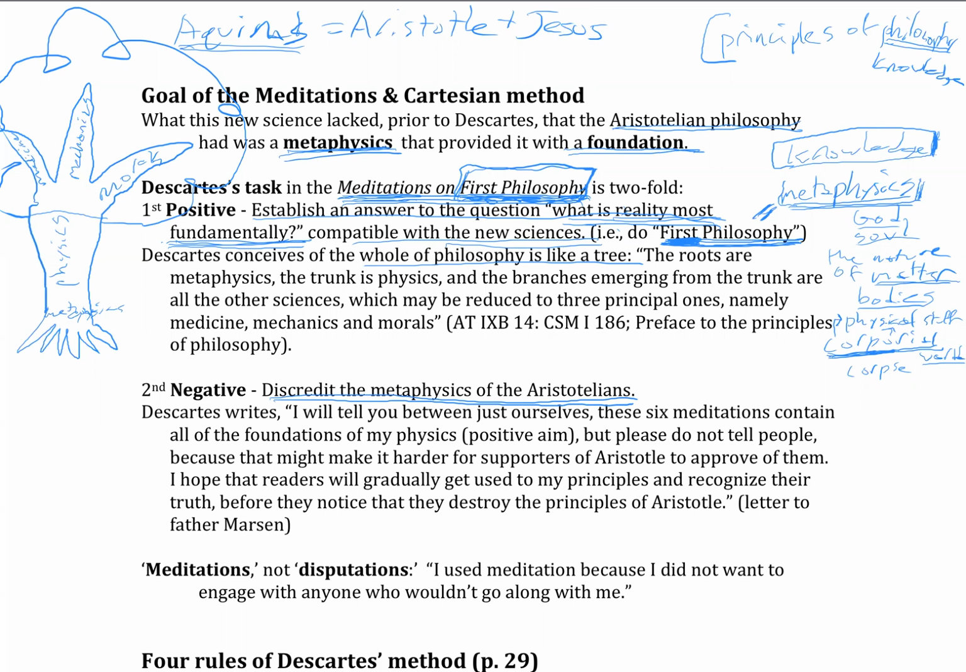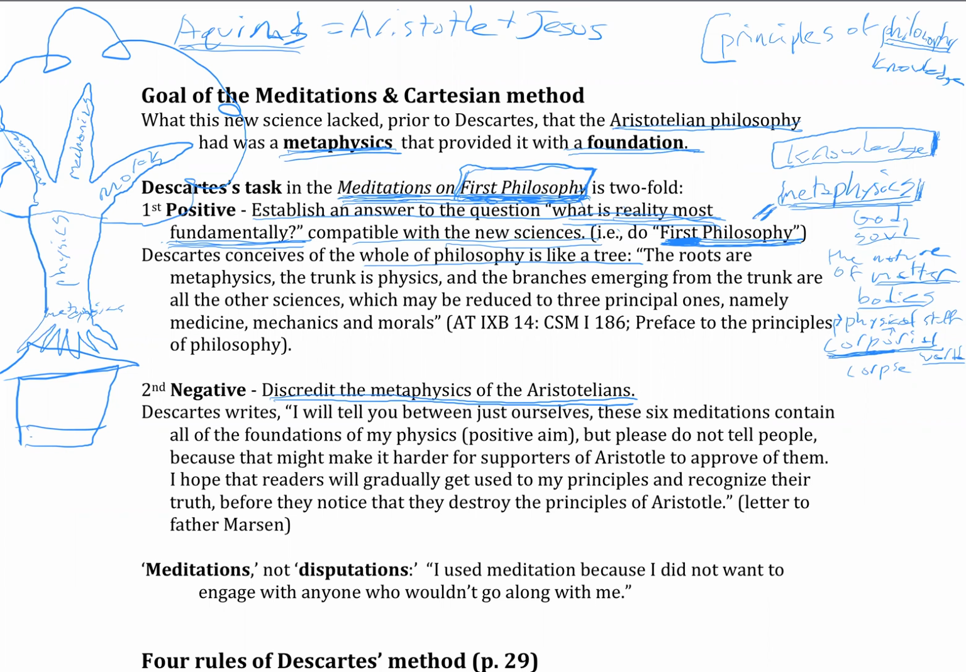Sometimes Descartes will also speak of knowledge as a building. So sometimes he compares it to a tree, other times to a building, an edifice, and there metaphysics will be the foundation. So metaphysics is going to be the foundation in that picture. And at the start of the same passage, Descartes writes that metaphysics contains the principles of knowledge.